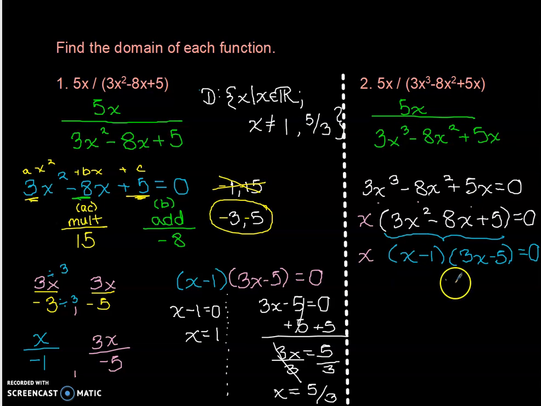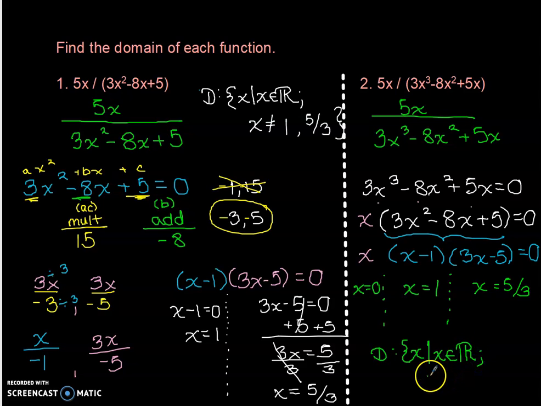Now, one thing to note is that the zero product property means that I set each factor equal to 0. So in this case, I would also set my GCF equal to 0. We already know this one is going to be x equals 1 and x equals 5 over 3. So in this case, the domain, again, is x such that x is an element of all real numbers, and then x cannot equal, I don't know why I just keep running out of room, but this should be one line. x cannot equal 0, 1, or 5 over 3.